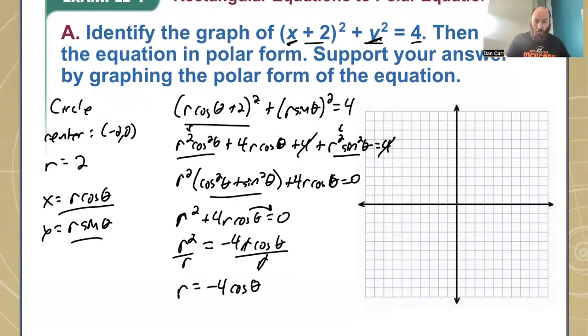Doing that on a polar coordinate grid, basically we're saying you would go to this spot, -4 cosine theta, and you would plot those points around. It would go around like this for the graph. It would do this for my polar coordinates. So that's just practicing what you've done before, just to confirm it.